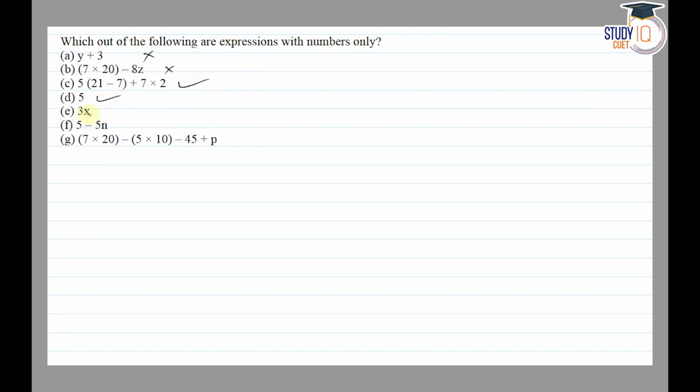3x. Here x is a variable, so this will not count. 5 minus 5n. Here n is also a variable, so this will also not count. 7 into 20 minus 5 into 10 minus 45 plus p. Here p is a variable, so this will not count either.